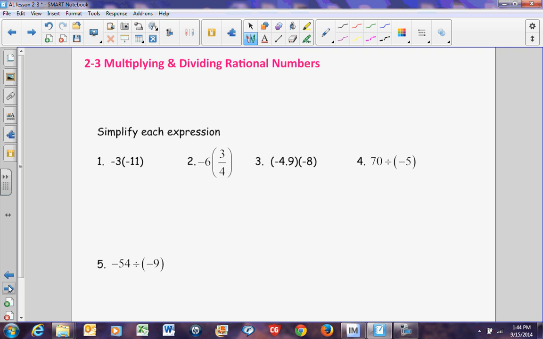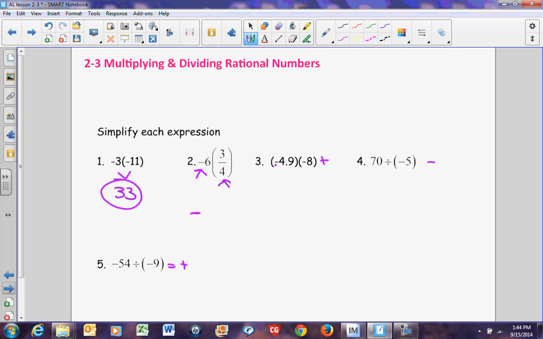So let's look at some problems. Multiplying and dividing rational numbers. If we're going to simplify these expressions, I have -3 times -11. 2 negative signs, that's even, so my answer is going to be positive. So if 3 times 11 is 33, my answer stays as positive 33. Here I have 1 negative number and 1 positive number, so my answer is going to be negative. I can go through all of these problems right now and answer whether my answer is going to be positive or negative right away, without having to do the multiplication first. If I look at this one, 2 negative signs, answer is going to be positive. 1 negative sign, answer is going to be negative. Down here, 2 negative signs, answer is going to be positive.